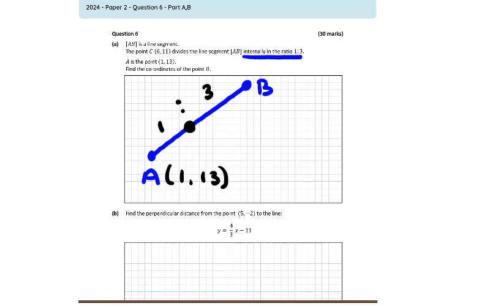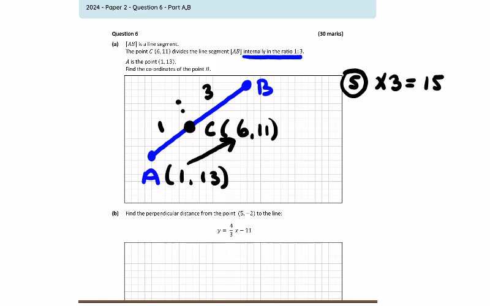Fill in your information as you go. C is the point (6, 11), and you're asked to find B. So it should be straightforward enough. Looking at the x values, 1 to 6 is a jump of 5, and that's one jump in the ratio 1 to 3. So 3 jumps is 5 by 3.